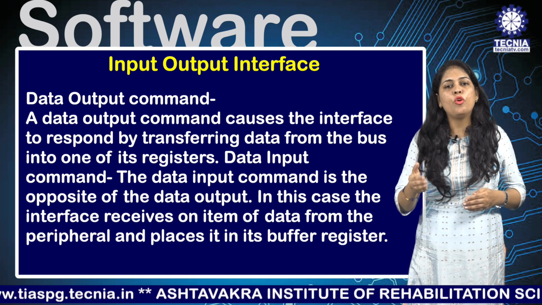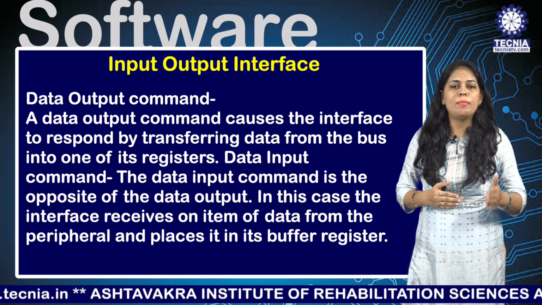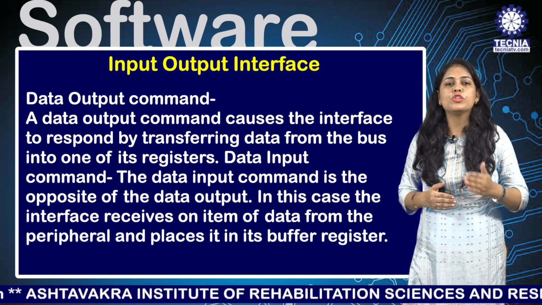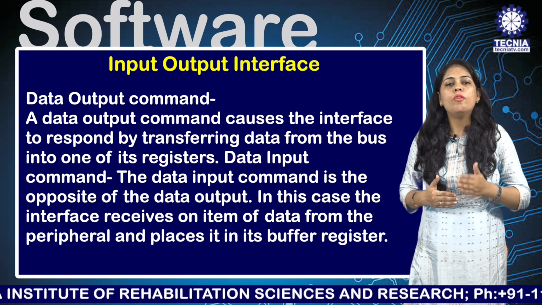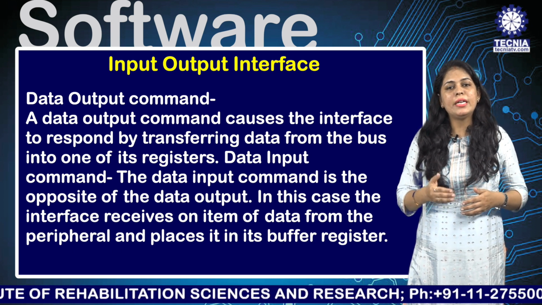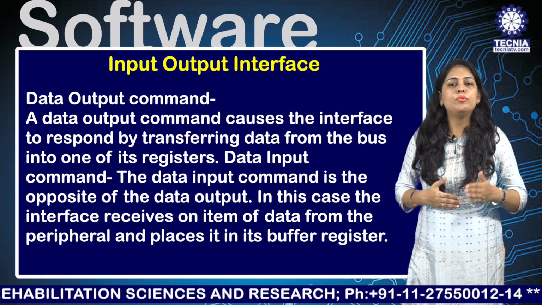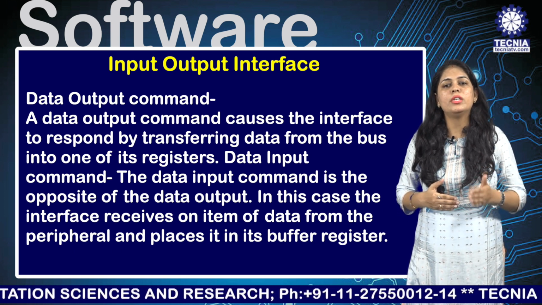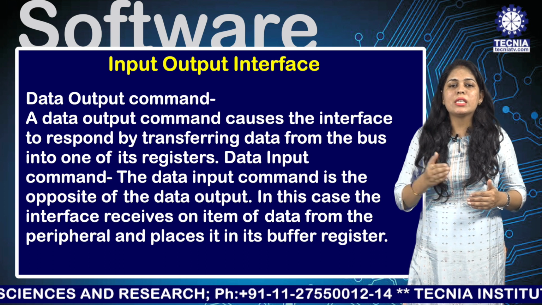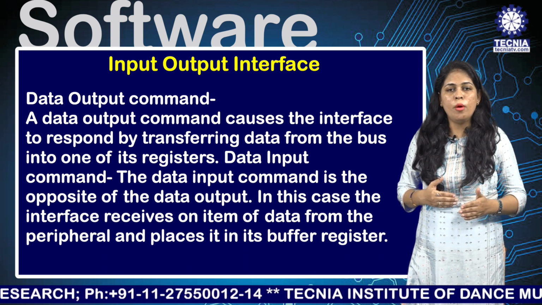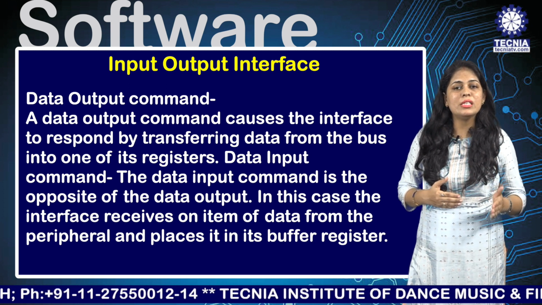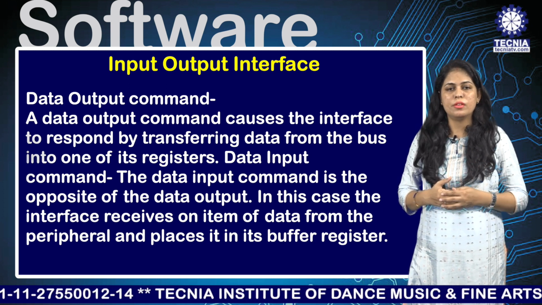Third is the data output command. A data output command causes the interface to respond by transferring data from the bus into one of its registers. Data input command: the data input command is the opposite of the data output command. In this case, the interface receives an item of data from the peripheral and places it in its buffer register.